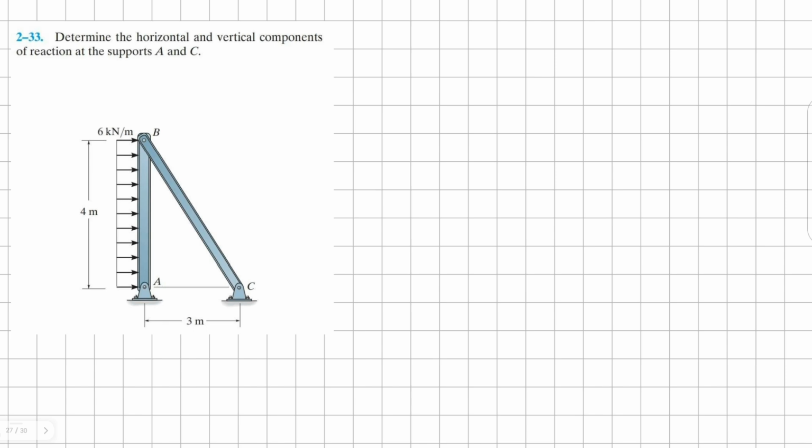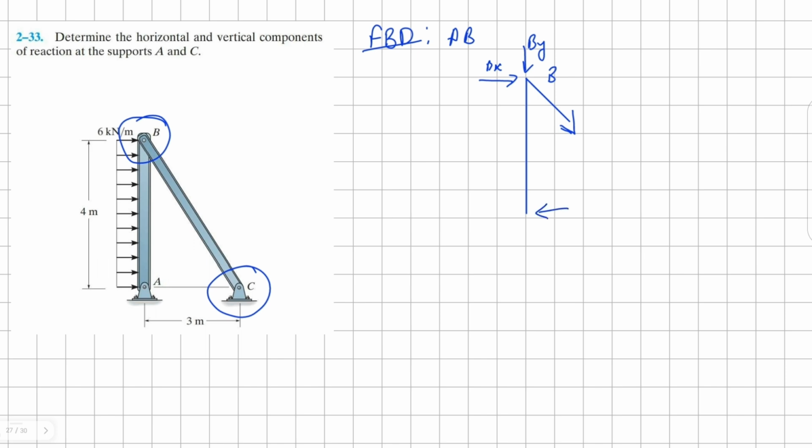To solve for this problem, we need to calculate our horizontal and vertical components at A and C. Looking at C, I know that whatever my horizontal and vertical directions are going to be for B, it's going to be for C. To solve, let's first draw our free body diagram for A. And we know, looking at B, there's going to be a diagonal force, which can be converted into horizontal and vertical components. For A, it's a pin connection, therefore it's going to have horizontal and vertical reactions.